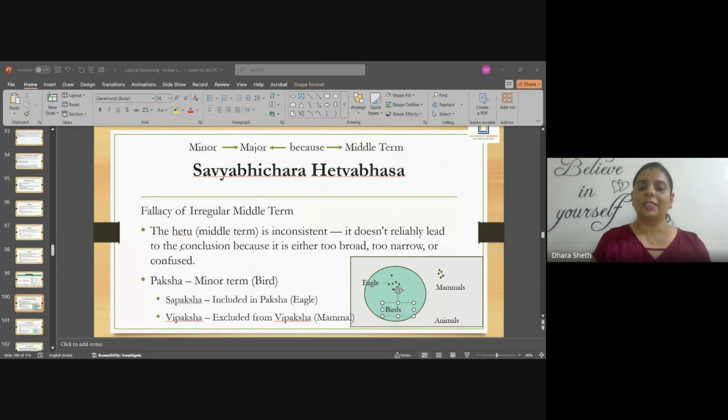Savyabhichara is where the middle term is inconsistent. Either it is too broad, like it includes mammals also, talking about all animals instead of just birds. Or it is too narrow, talking only about eagles. Or it is confused. Three types of savyabhichara: too broad subject, too narrow subject, and confused subject. Let's see them one by one.